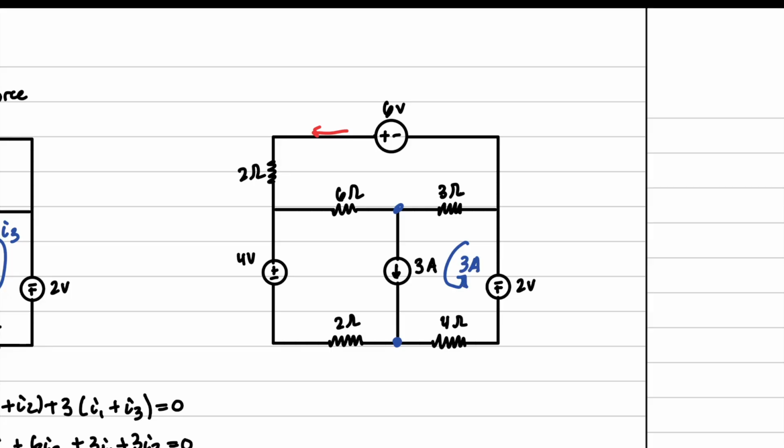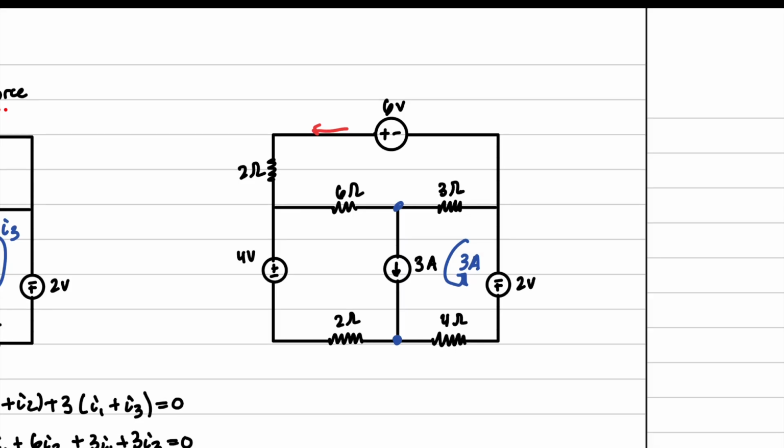Now, how do we do this? We can't do this because we'd be counting this 3 amps. So that's a no-go. We can't do this either because that would also be counting 3 amps. But we can do this, right? We can do this, right? Or we can do this and this, okay?